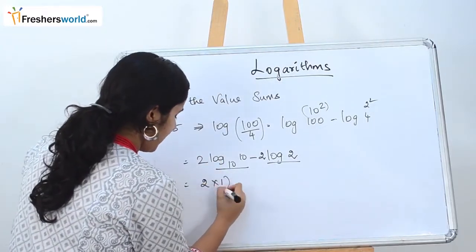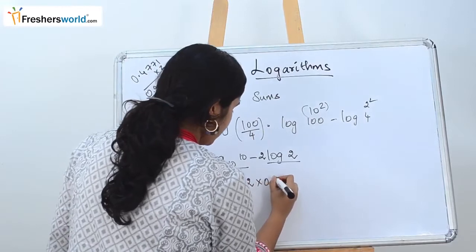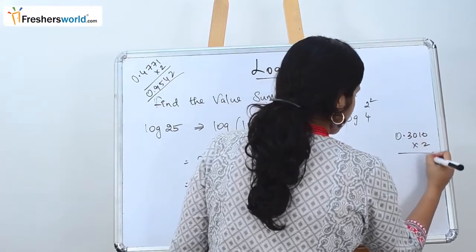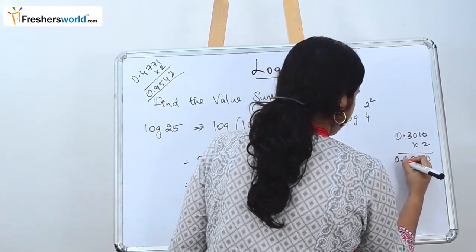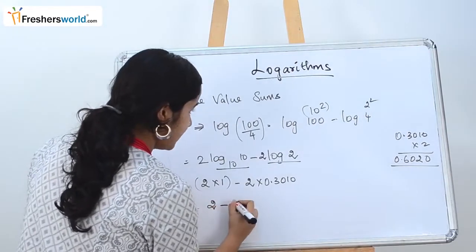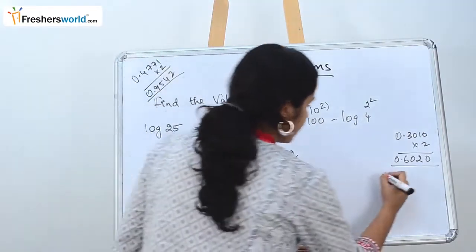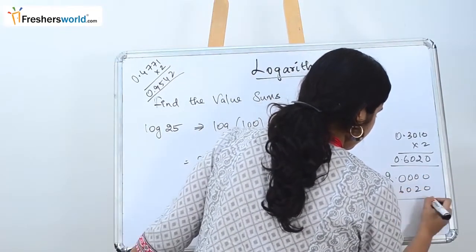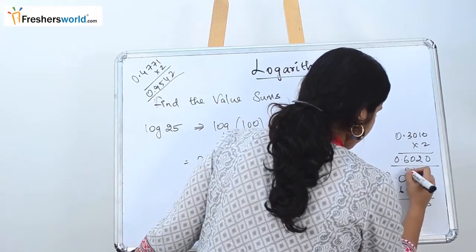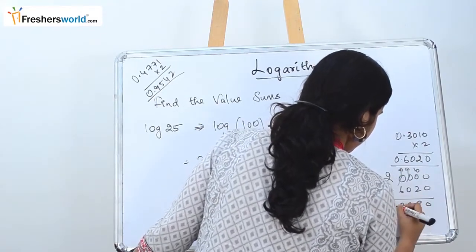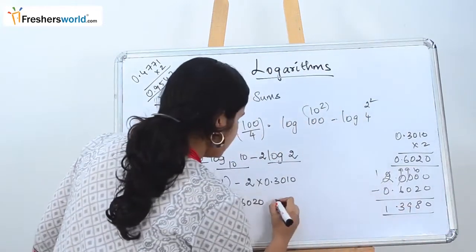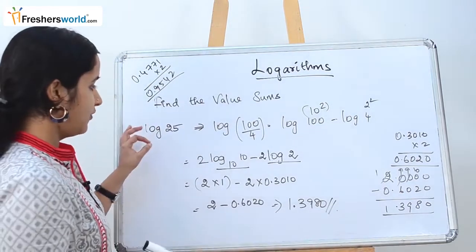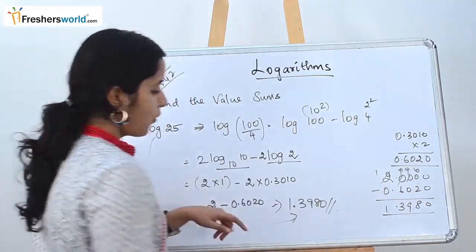So 2 into 1 minus 2 into 0.3010. 0.3010 into 2 is 0.6020. So which is nothing but 2 minus 0.6020. So we are subtracting 2 minus 0.6020, and the answer is 1.3980. So once you solve log 25, the value that you are attaining here is 1.3980.